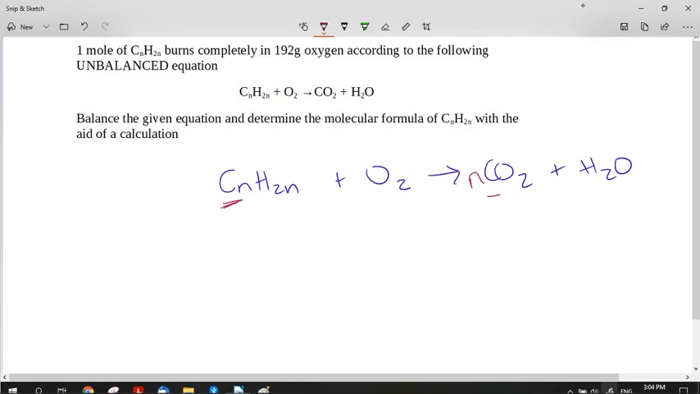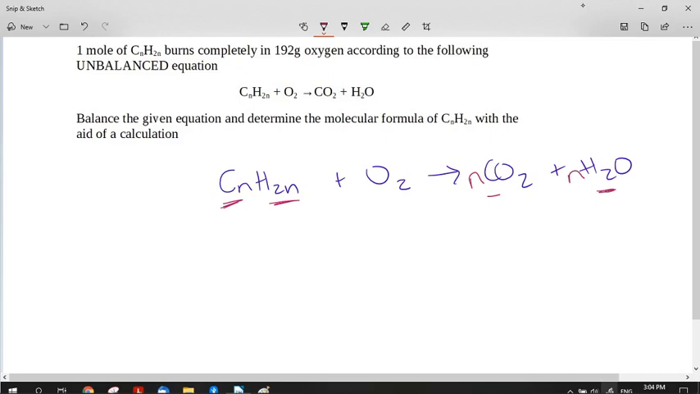Then we look at the hydrogen, and all the hydrogen has come out of here, and this has got 2n atoms of hydrogen, and water has 2 hydrogen atoms per molecule. So if there are 2n over here, they will end up being n water molecules on this side, because if you remember, you multiply the coefficient by the subscript to find out how many atoms you've got. Here the subscript is 2n, and here the subscript is 2, but if we multiply it by the coefficient, we will also have 2n.